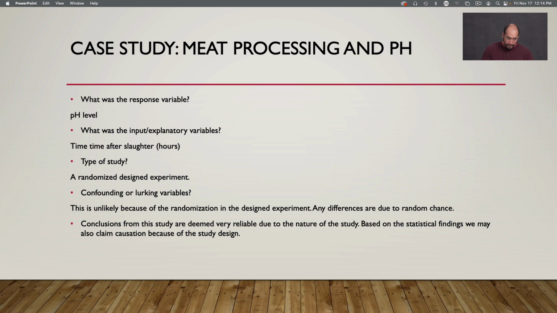Okay, so based on this type of study, it being a designed experiment, it's unlikely that there could be any confounding or lurking variables. And we'll discuss what confounding or lurking variables are on the next slide. Because of the randomization in the designed experiment, any differences, unaccounted for variables, are due to random chance. Okay. And because of this, conclusions from this study are deemed to be very reliable due to the nature and type of study. And so based on what we find, once we apply some statistical methods, we may claim causation because of the designed experiment.